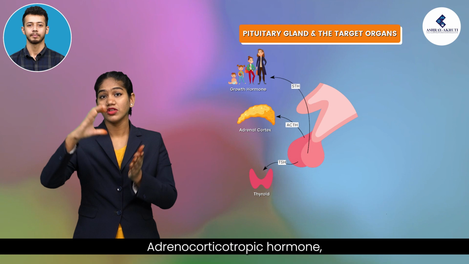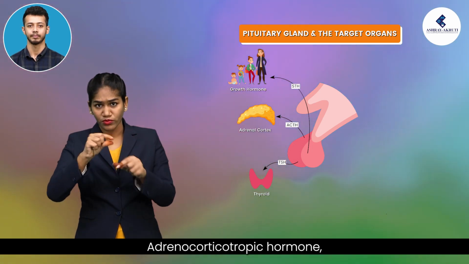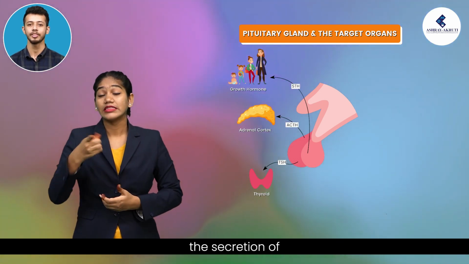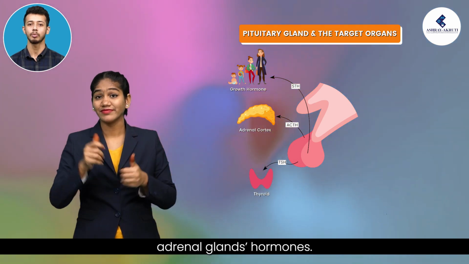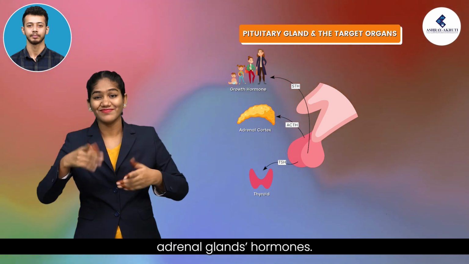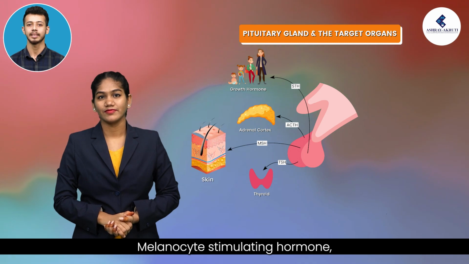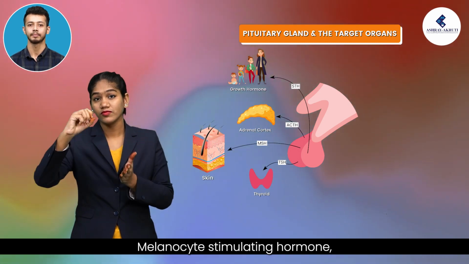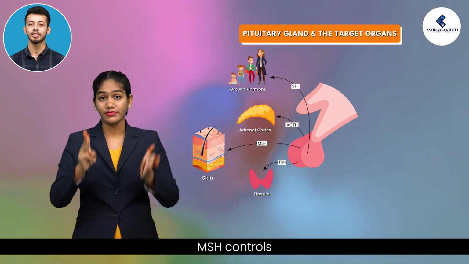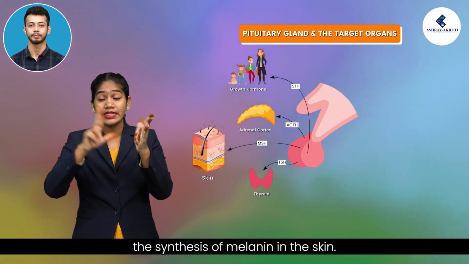Adrenocorticotropic hormone, ACTH, regulates the secretion of adrenal glands hormones. Melanocyte stimulating hormone, MSH, controls the synthesis of melanin in the skin.